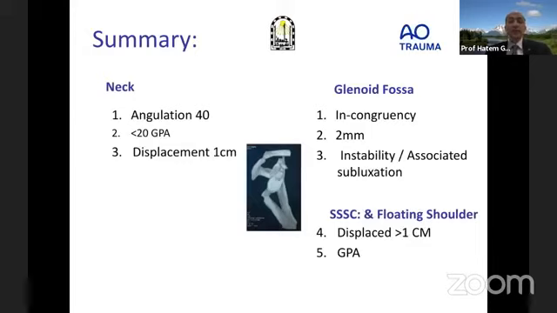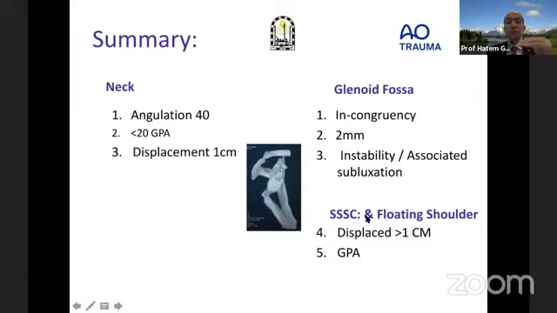So in summary, the indications are an angulation of more than 40 degrees of the body of the scapula, a glenopolar angle less than 25 or 20 degrees, and displacement of 1 to 2 centimeters of the body by itself is an indication for surgery. For the glenoid, any incongruity of about 2 millimeters or more, or instability if it's a large piece causing instability of the joint, means you need to do intra-articular fixation.